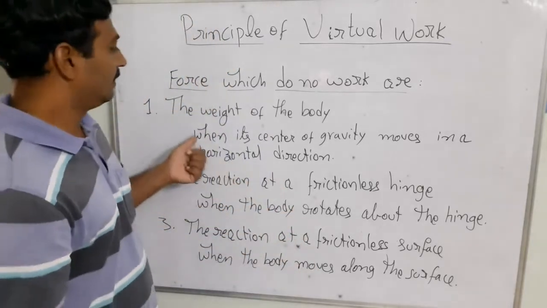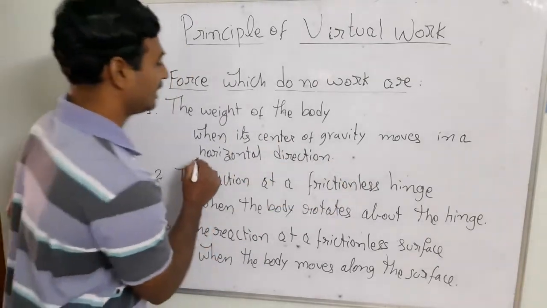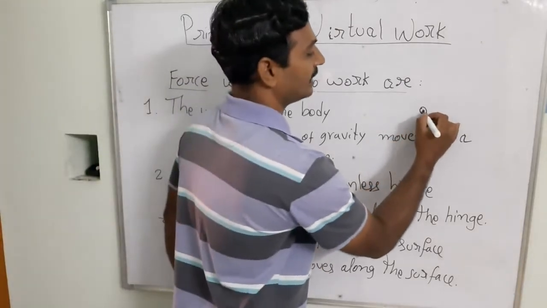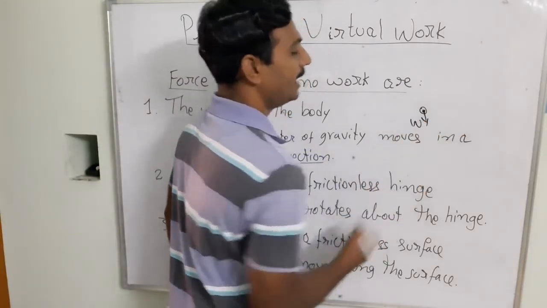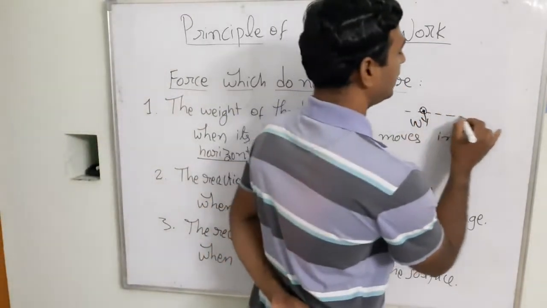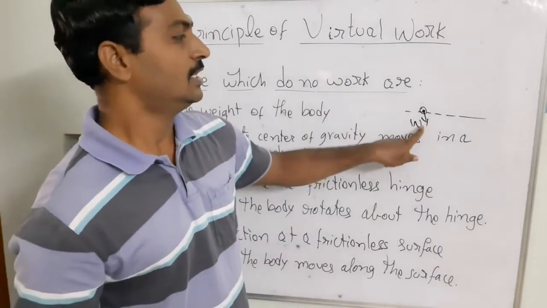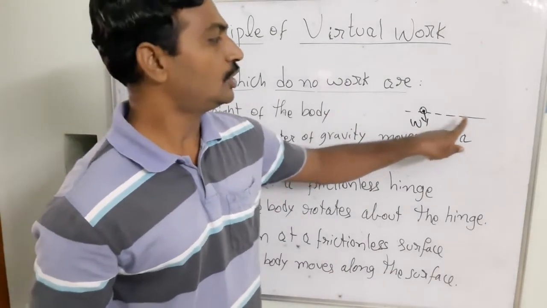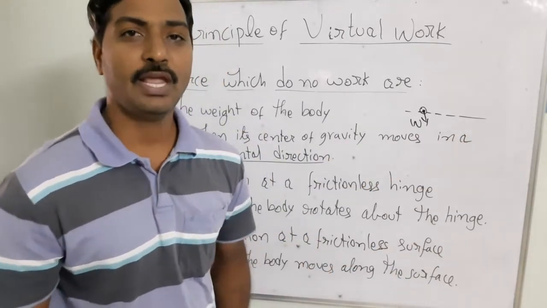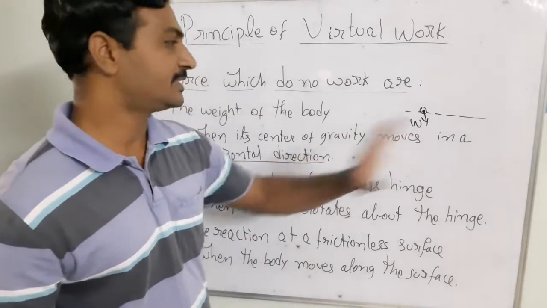But when its center of gravity moves in a horizontal direction, that means when the particle is moving in the horizontal direction, its self weight W is always acting towards the gravitational point. So when it moves in the horizontal direction, due to the self weight there is no displacement in that direction, and automatically that force does zero work. That means the work done due to the self weight of the system is zero.